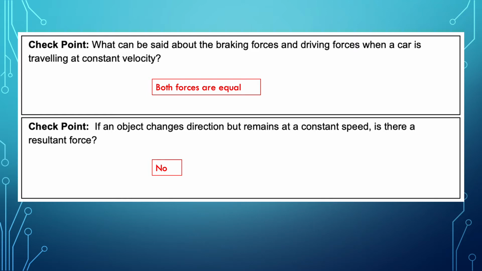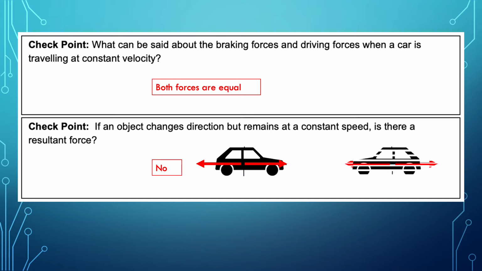Let me just illustrate this really quickly. If you have a car that's going to the right at constant velocity, there's no resultant force. Both forces are equal to each other, right? Let's say that car changes direction. Now it goes to the left, but it remains at constant speed. The answer would look something like that. It goes the opposite direction, but the forces are still equal to each other, so there's no resultant force.